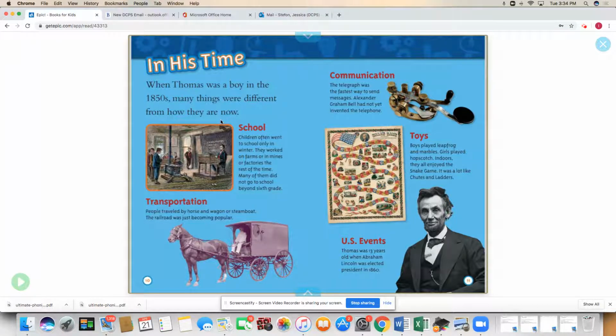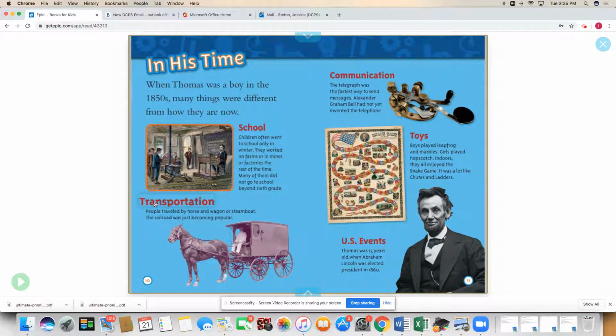I'm just going to go over the pictures that they show us, and then when you guys do your second read, you can read in more detail. So we see school was different. And we see that kids back then actually had to go to work. They often worked in farms or mines or factories, kids your age. And then they would only go to school part-time. And many of them did not go to school past 6th grade. It was very different back then.